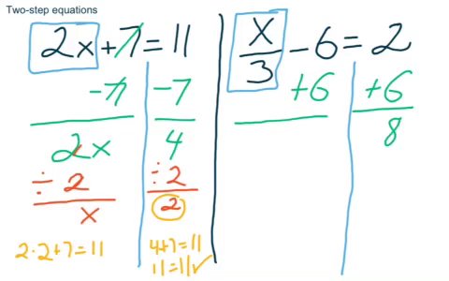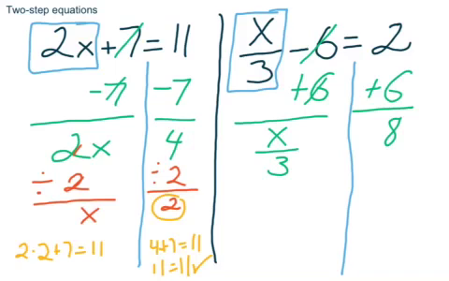I'm going to end up with 8. These cancel, and by canceling I mean that a negative 6 plus 6 is equal to 0. So I do not need to write that down, but what I do need to do is write what is left, which is our x over 3.